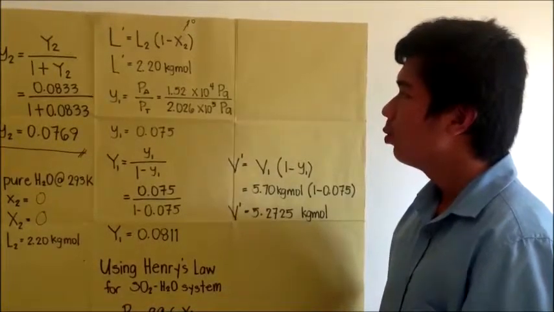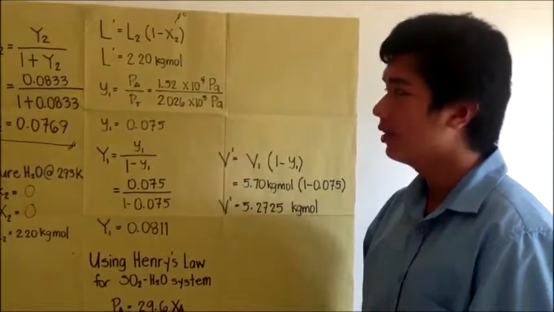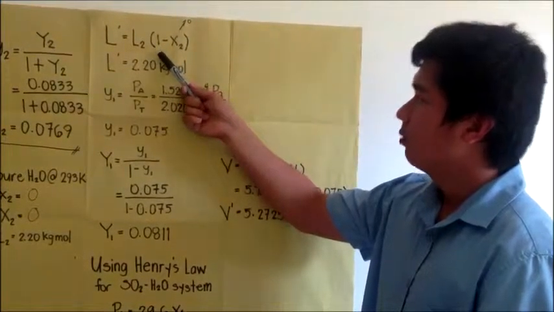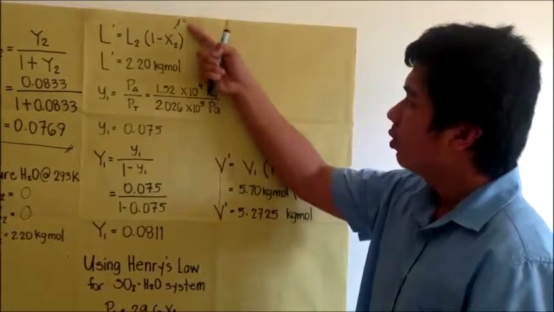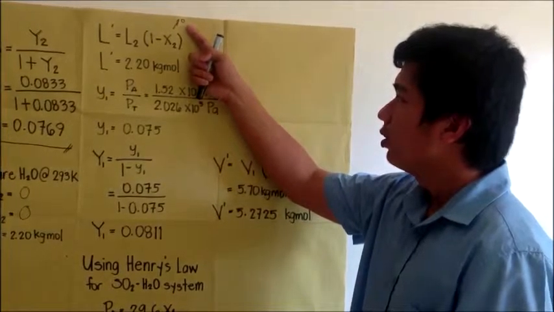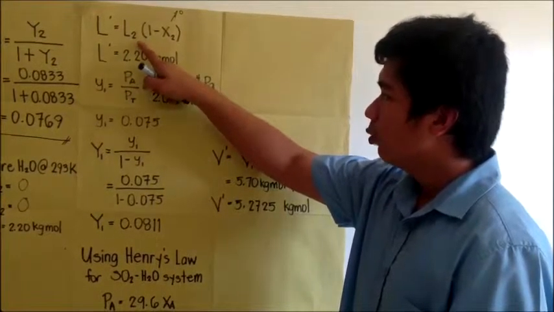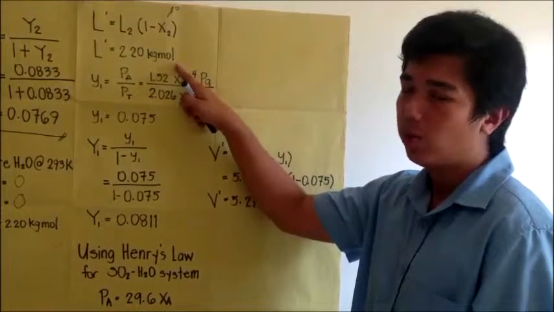First, we will get L prime because we will use it in our overall solute balance. It is equal to L2 times 1 minus X2. But we know that X2 has a value of 0. So, L prime is equivalent to L2, which has a value of 2.20 kilogram mole.